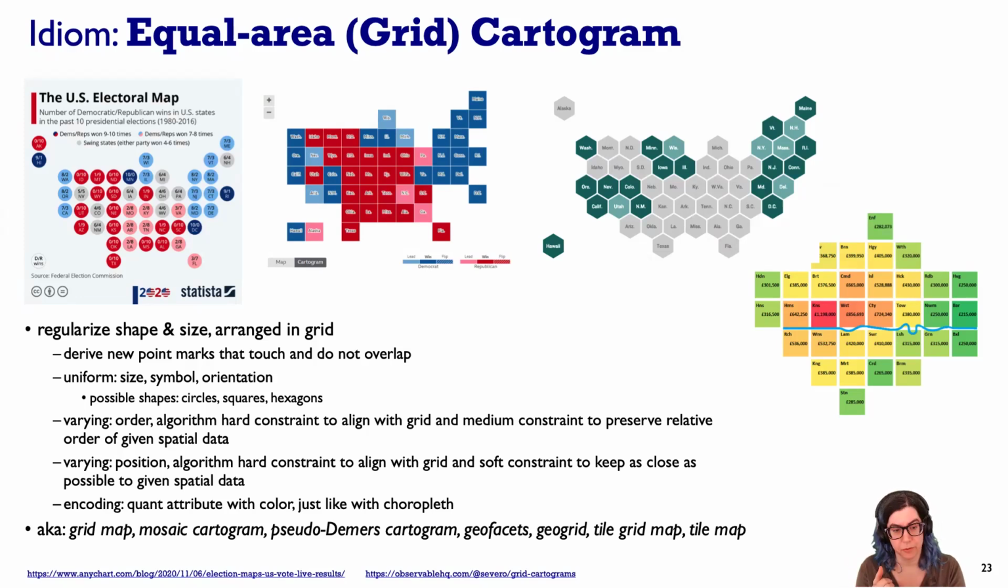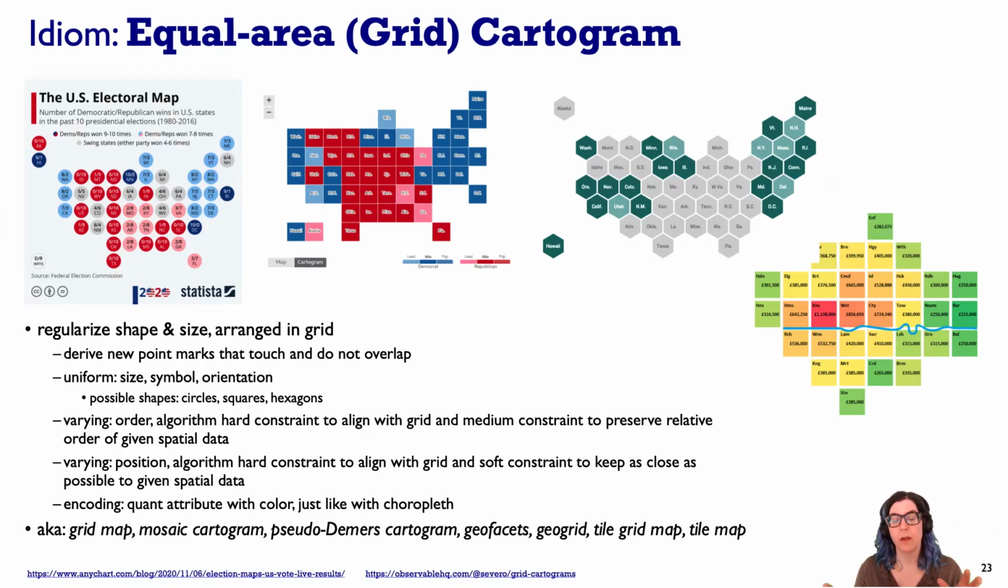We've made the size uniform as opposed to the previous example. We've made the symbol uniform within any given one of these cartograms. We make the orientation uniform. So there's versions of these, as you can see, that you pick different shapes for the entire thing. You could have circles, you could have squares, you could have hexagons. So just like with the other one, what we're doing is we've got an algorithm that varies the order and the position with different amounts of constraints on it.